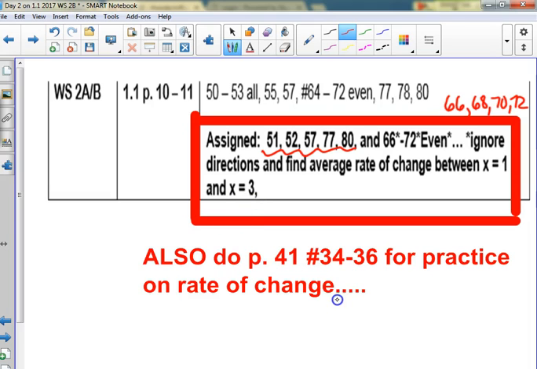If you want more practice on rate of change, there are some assigned. Here's 3 more on page 41. I don't know that you need more practice, but we will hit it again when we get to page 41. If you wanted to do it ahead of time, you could. Any questions?